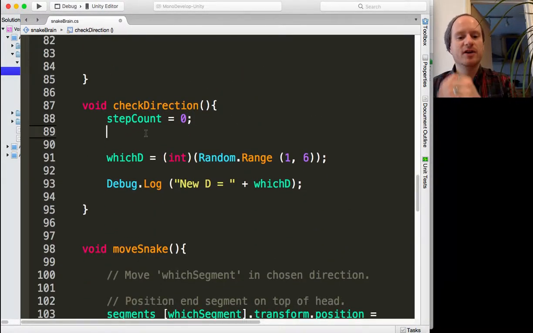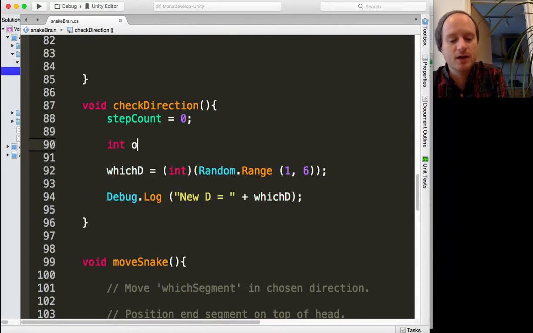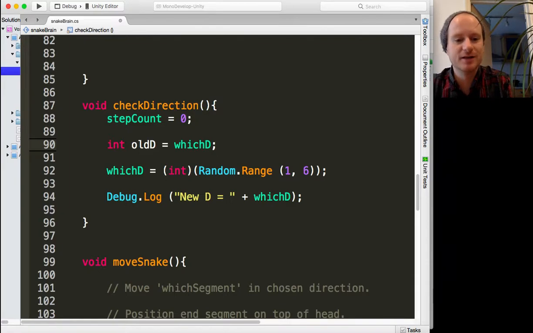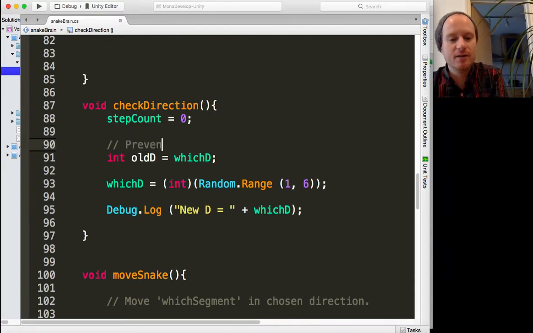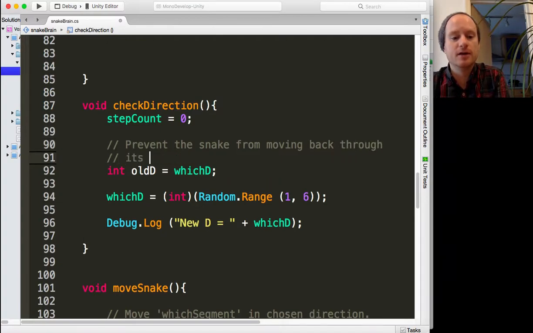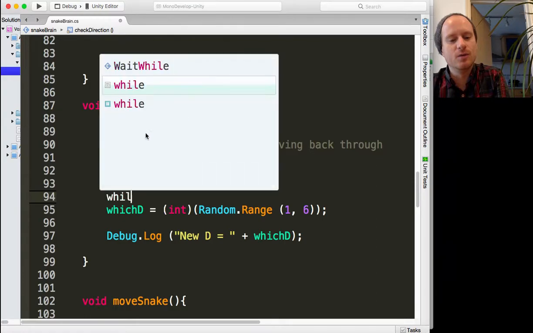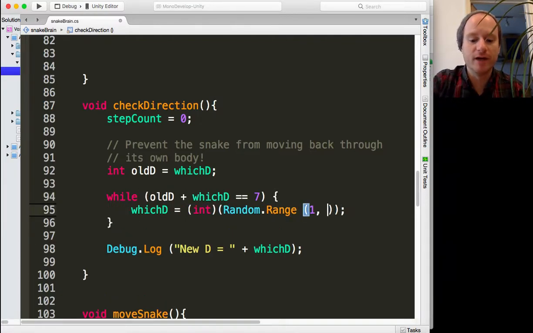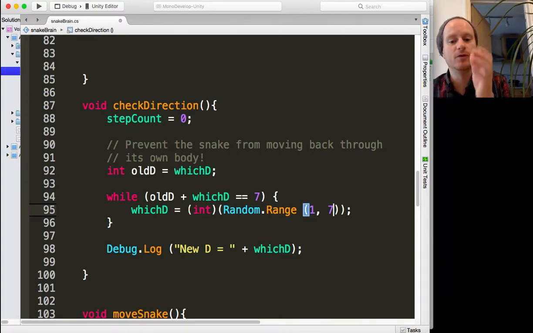So here's check direction. The first thing we needed to do was record the previous direction. So we'll say the old direction equals which direction. That's easy enough. And what we're doing here is preventing the snake from moving back through its own body. So we're going to say while old d plus which d equals exactly 7, keep going to find a new direction. And remember, we want that range 1 to 7, so it can go forward, back, left, right, up, down.